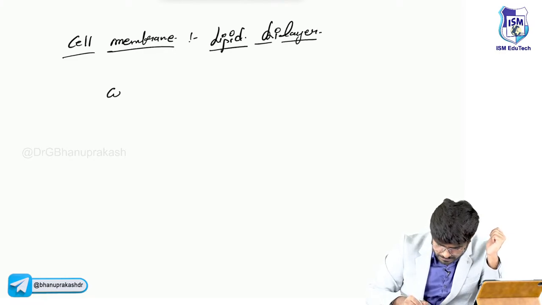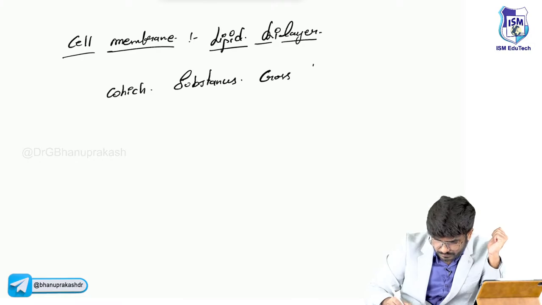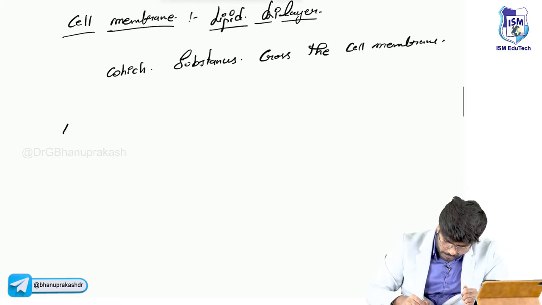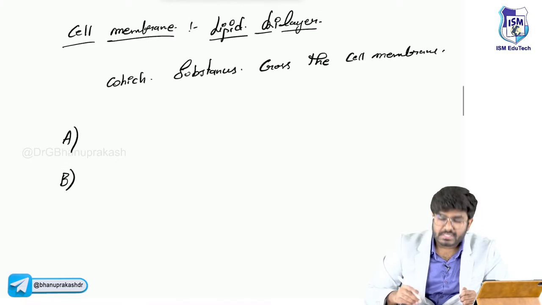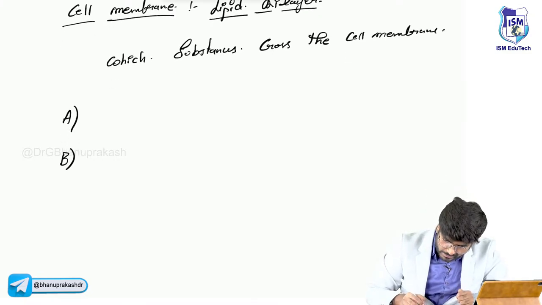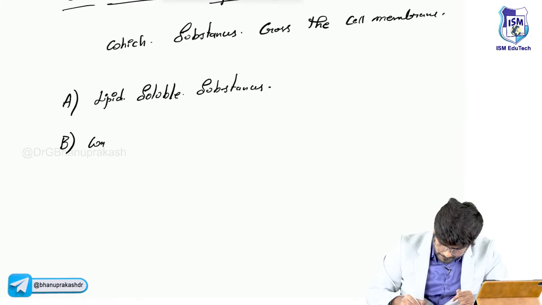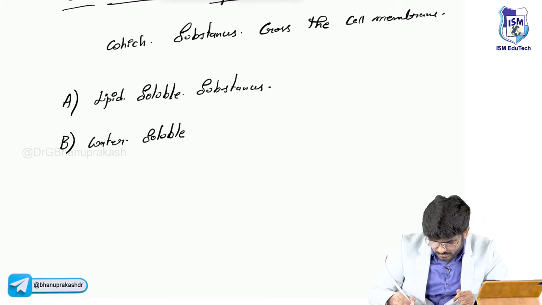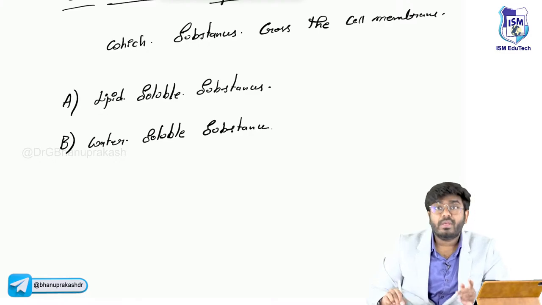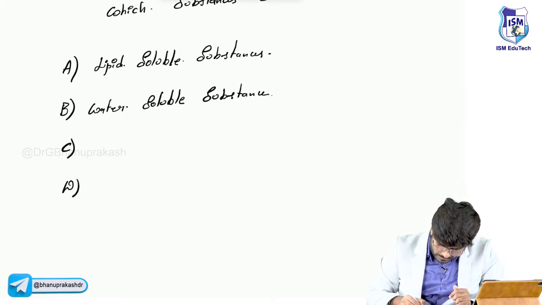So, which substances cross the cell membrane? Which substances cross the cell membrane? I am giving you two options, A and B. Which substances will cross the cell membrane? First, option one: lipid soluble substances. Option two: water soluble substances. Okay, let me give you two more options, C and D. Polar substances.